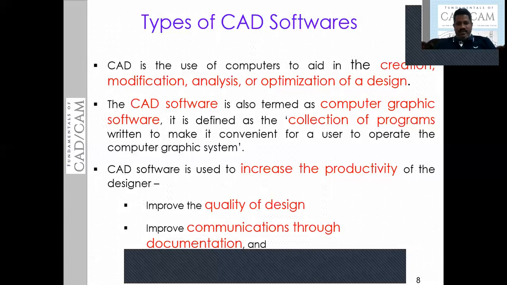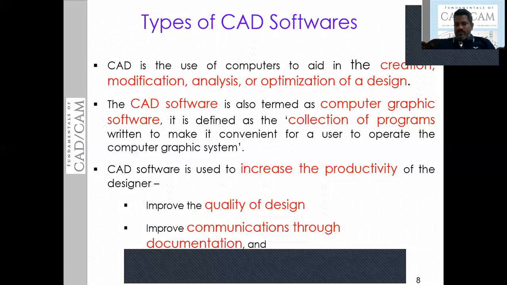So CAD software is also termed graphics software. The functionality of the software is to create the graphics, maybe a 2D model, maybe a surface model, maybe a solid model. The function of the CAD software is to create the graphics or the models. As I said just now, this CAD software is the collection of a number of programs to perform one specific function. That function in this case is to create the models, solid models.